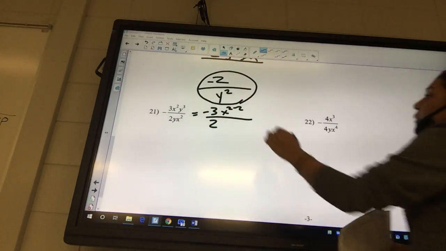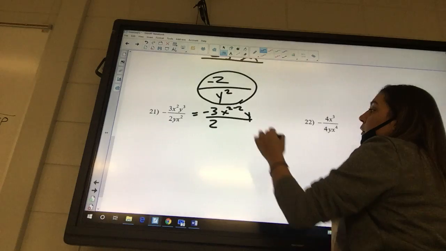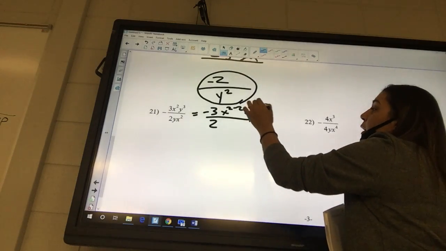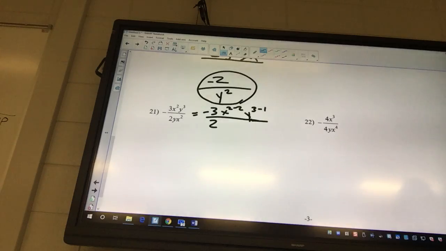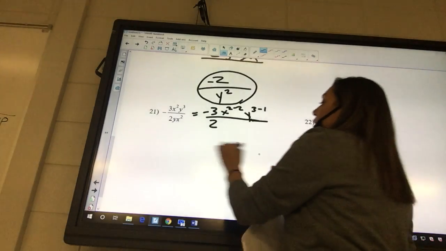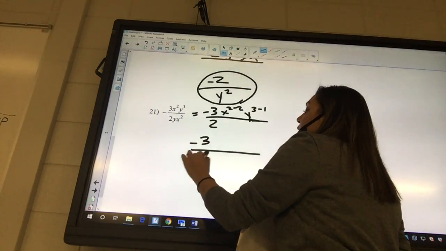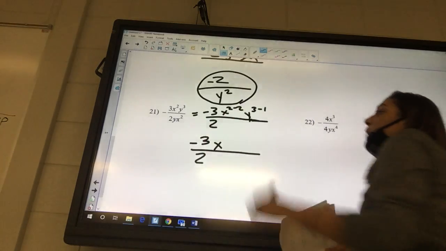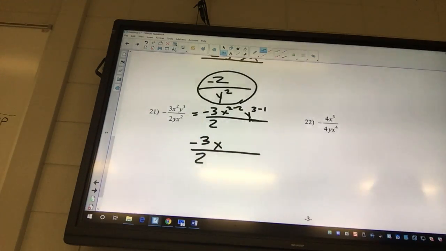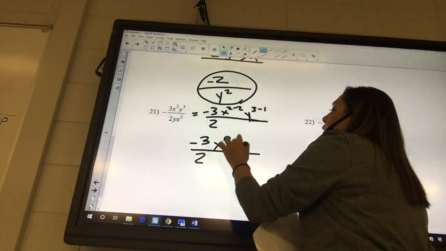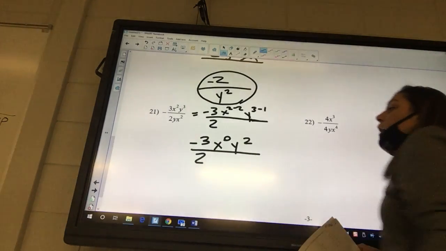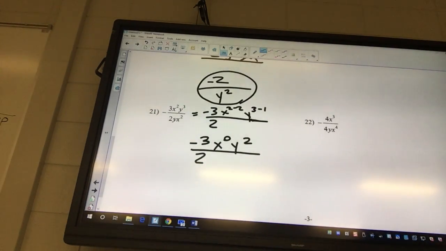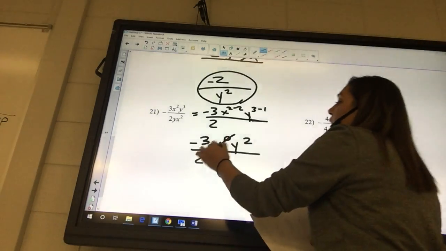Okay, y to the what? 2. Slow down, Reese. 3 minus 1. Okay, and so just to simplify a little more, and I know some of you guys don't need to do all this, but what is the 2 minus 2 going to give you? 0. 3 minus 1? 2. Okay, what happens to that x to the 0? It kind of crosses out, okay?